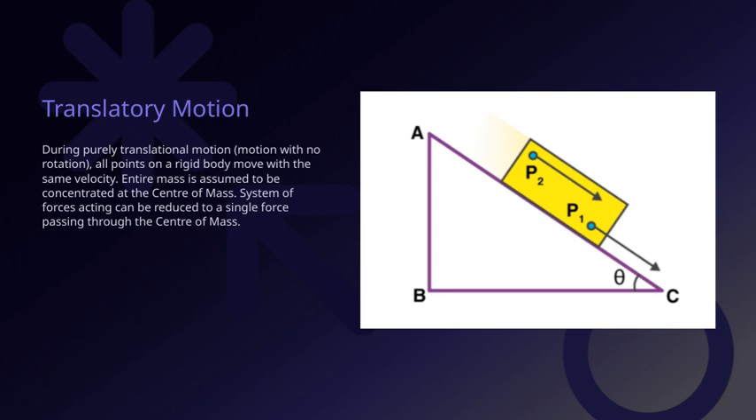This point effectively represents the body's overall motion. Additionally, the system of forces acting on the body can be thought of as a single force passing through this center of mass. This simplification makes analyzing the motion much more straightforward, because instead of dealing with multiple forces acting at different points, we consider just one force acting through the center of mass. This concept of translational motion is fundamental because it helps us understand how objects move in a straight line, and it forms the basis for more complex dynamics involving rotation and other types of movement.